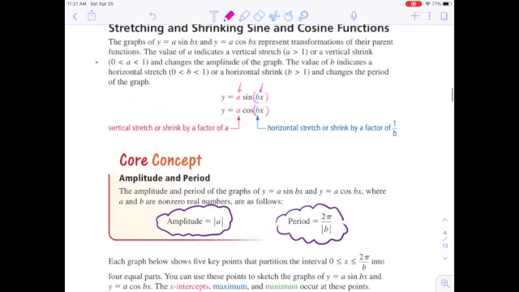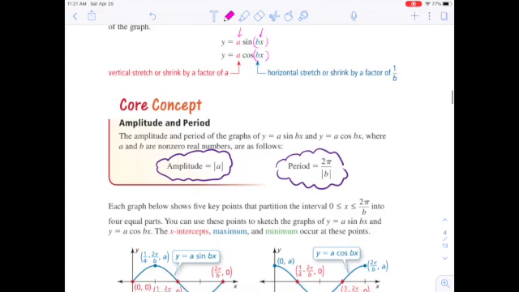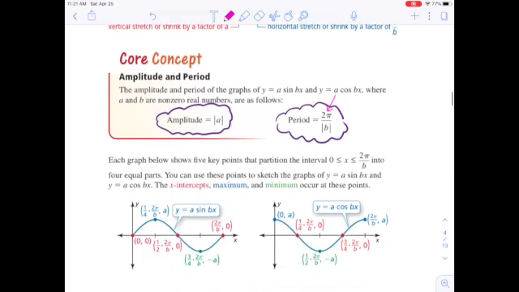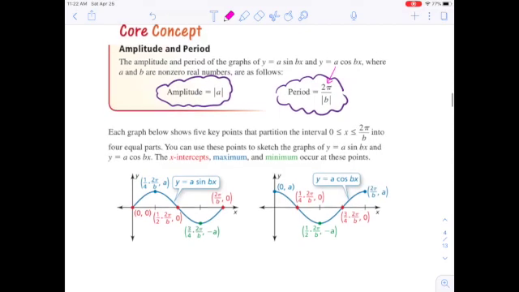So when you look at your A and your B, what is being affected here? It's your amplitude and your period. Your amplitude is the absolute value of whatever that A value is. And your period, the old 2 pi, can either get stretched or shrunk depending on the B value. So your period is 2 pi divided by the absolute value of B. My suggestion is to get your Fab 5 points, which they call the 5 key points of each of the functions.